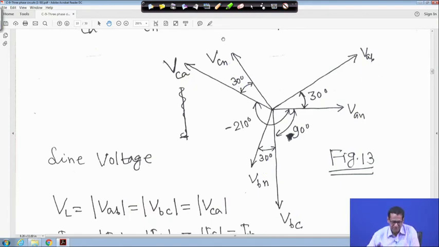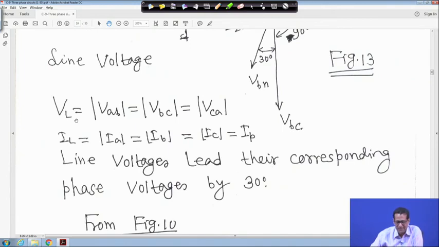Sometimes we write VL for line to line voltage, and some books may write VLL for line to line voltage. It is correct. But here we have made VL equal to the magnitude of VAB, the magnitude of VBC; all are the same in magnitude, it is balanced.